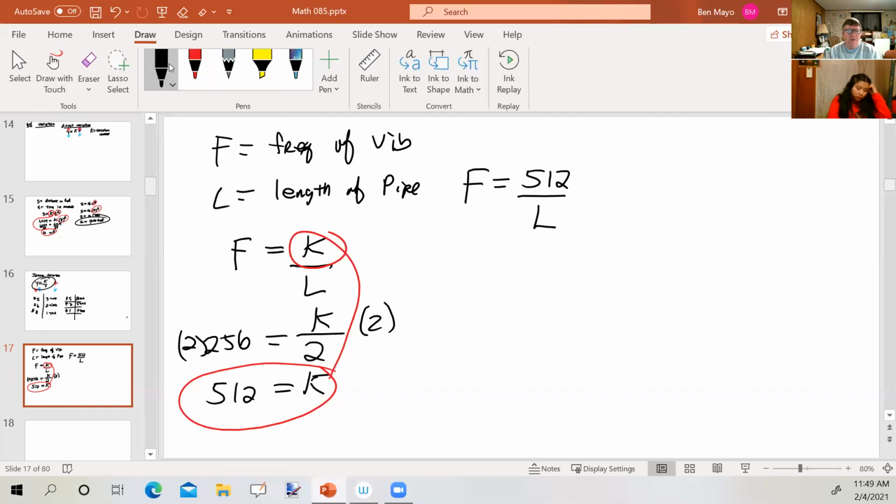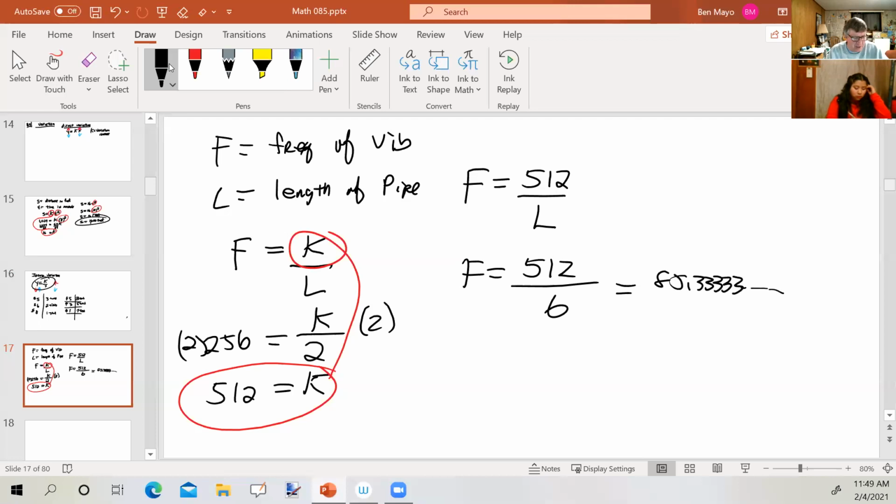So again, I established what my variables were. I wrote the formula. I used information to determine the variation constant K. I put that number in. Now we have a follow-up question that says, how many times per second will a 6-foot pipe vibrate? So the frequency of a 6-foot pipe. Once again, going to my calculator, 512 divided by 6. And what I get is 85.3 repeating on and on and on.